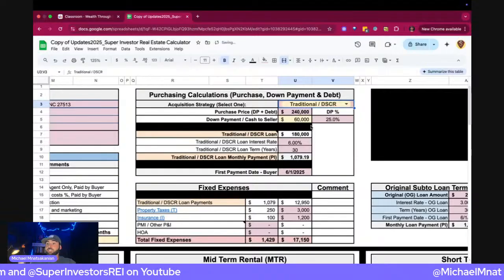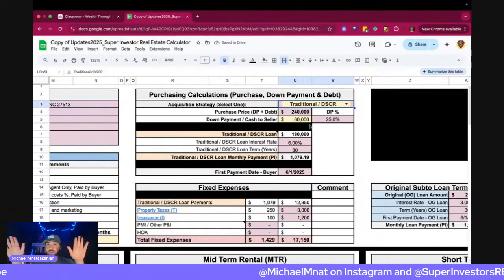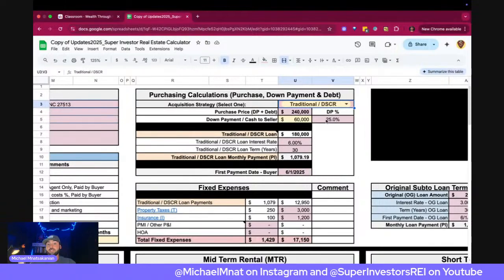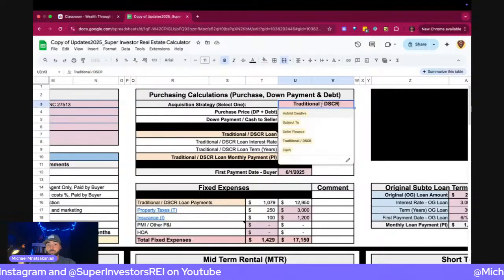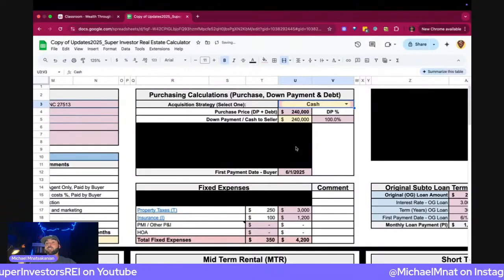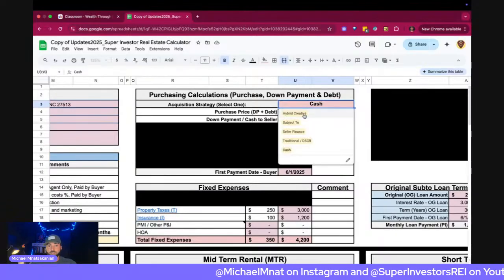You're buying this thing traditionally or through a debt service coverage ratio loan, go conventional or DSCR or whatever other loan product you're using. Select your down payment, right, the purchase price, and then analyze this deal. And then if you're buying it cash, which I'm not a huge fan of unless you're refinancing, but that's not the point of today's call.